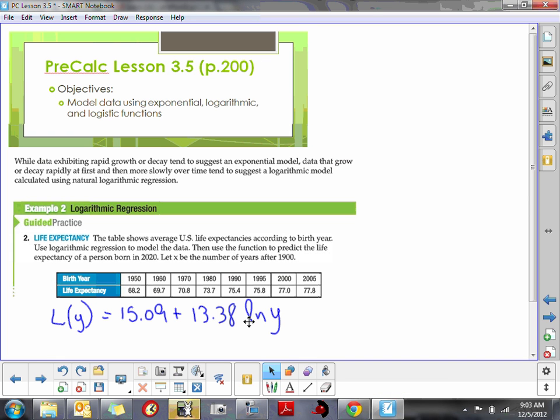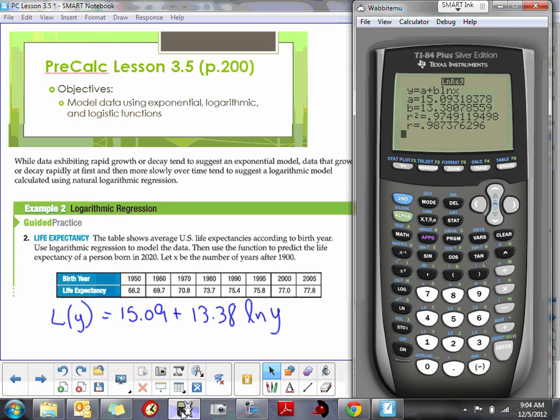So this equation is supposed to model life expectancy based on the given year after 1900. And now they ask us to use the function to predict the life expectancy for a person born in 2020. So 2020 is going to be 120 years later. That's going to create a little bit of a problem with the way I have my window set because I don't get out that far. So first thing I'm going to do is increase that window. We're going to go out to 120, so maybe 130 years to make this prediction, and here comes our prediction line.